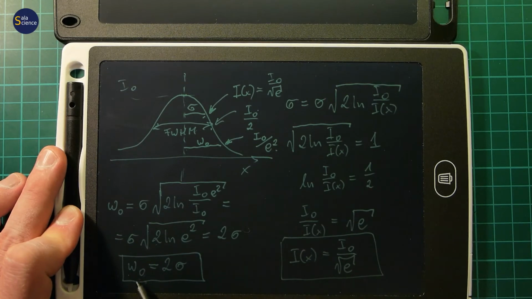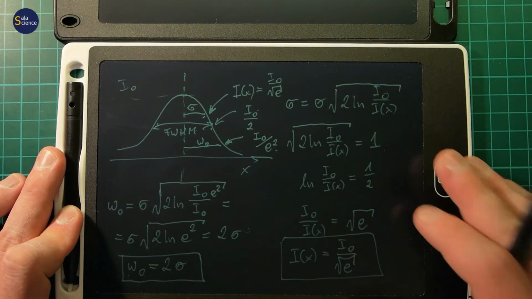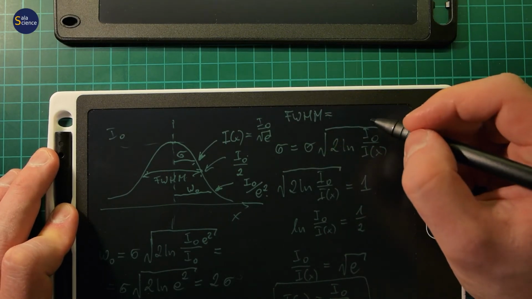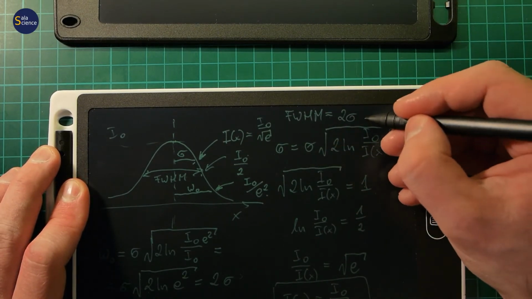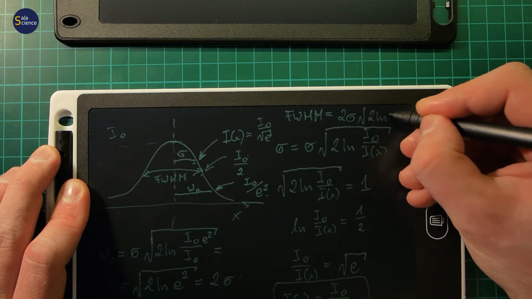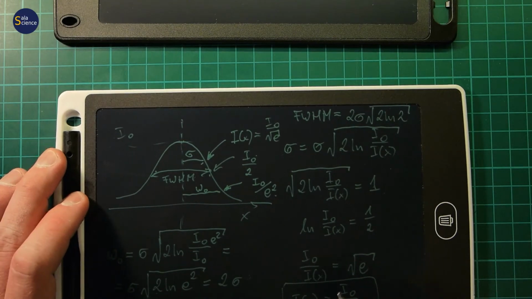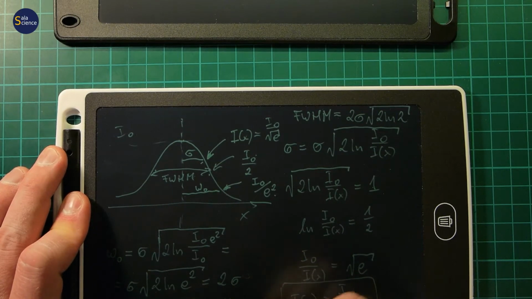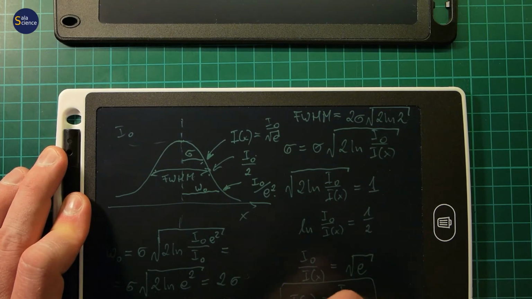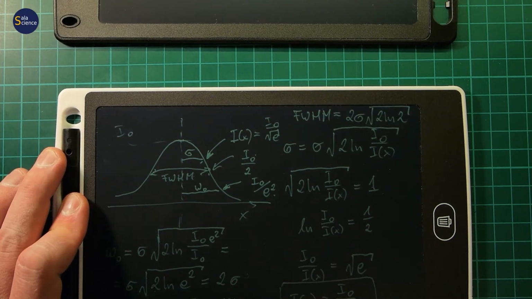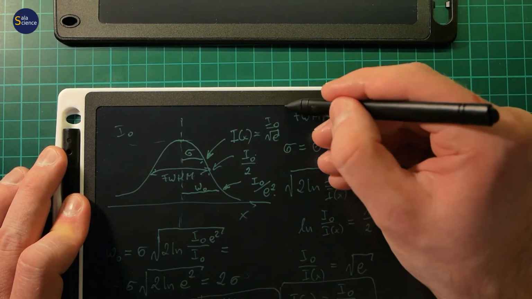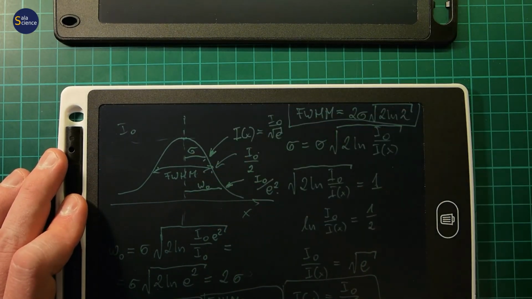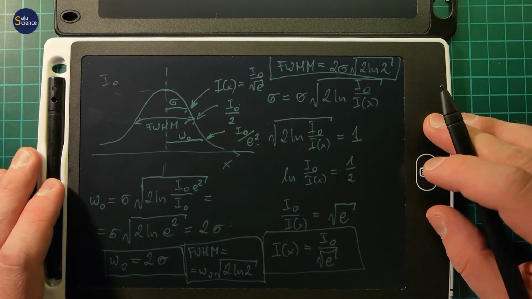And W naught is 2 times sigma, and as we derived earlier, full width at half maximum equals 2 sigma square root of 2 logarithm of 2, which means that we can write that full width at half maximum equals W naught square root of 2 logarithm of 2. Okay, so we have three relationships between different widths: full width at half maximum, sigma, and W naught. And this is for a Gaussian profile.